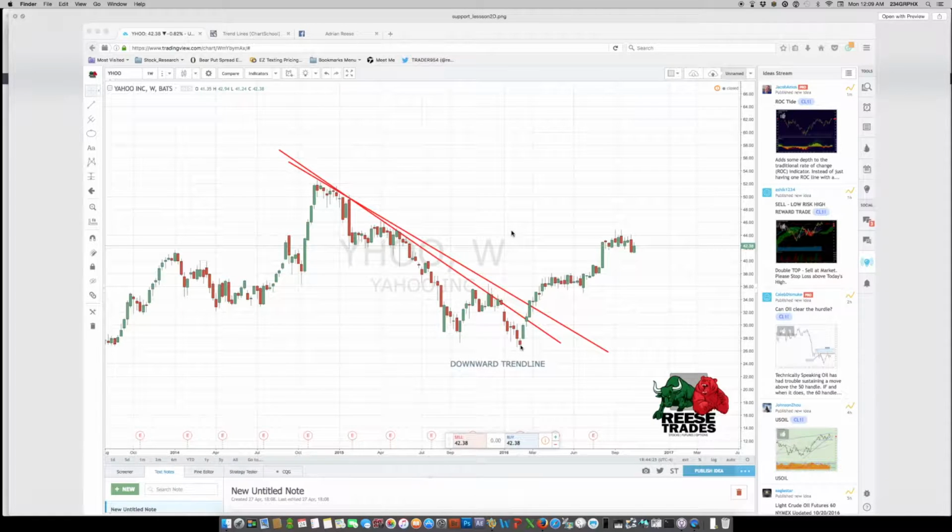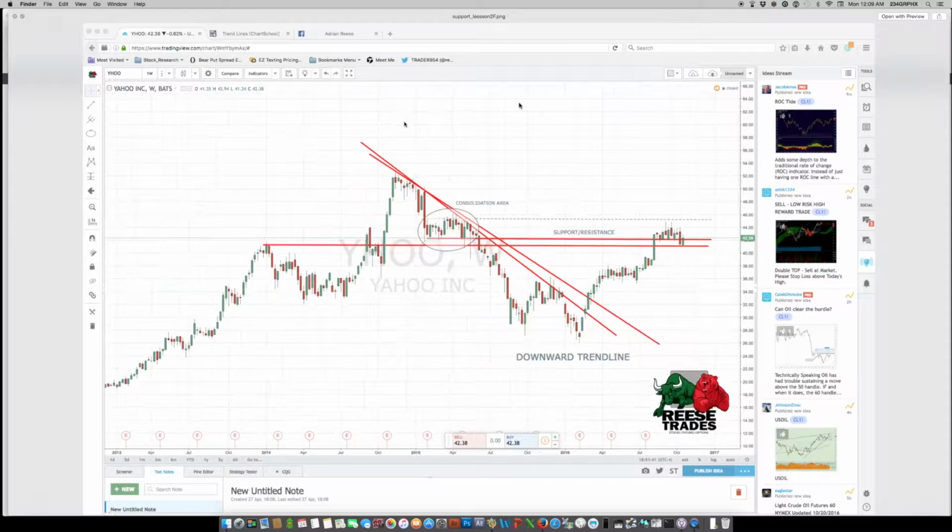But as you notice, the stock reversed here, went upward, area of consolidation, and went up again, broke through that resistance, and the support became resistance again, and the new support became resistance. Bam, broke through that resistance, and another area of consolidation. So at the time of these charts, this is what the price was, 42.38. Again, this is just me highlighting it.